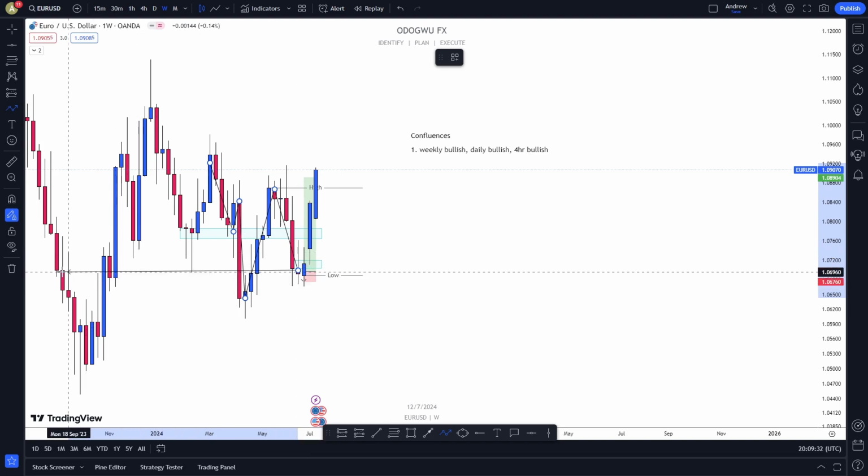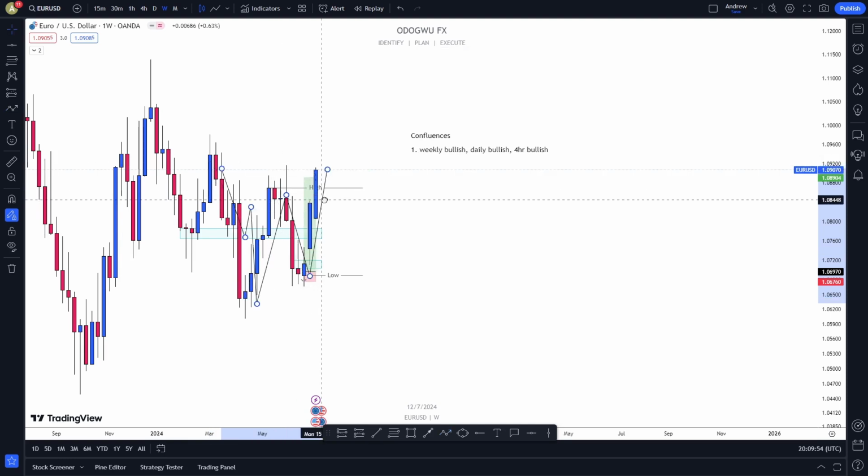I have a video out on how you can find valuable key levels, some tips you can use to find the best key levels. So you can check out that video. Link is in the description. So, anyways, we have this printing another higher high, which is higher than this high. So this is the structure we have on the weekly.